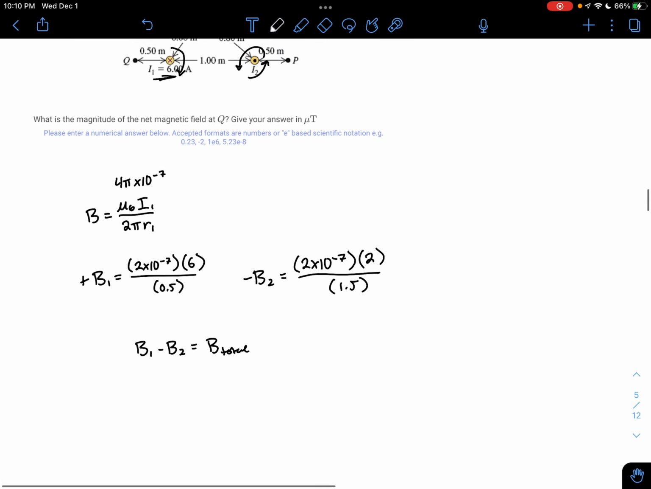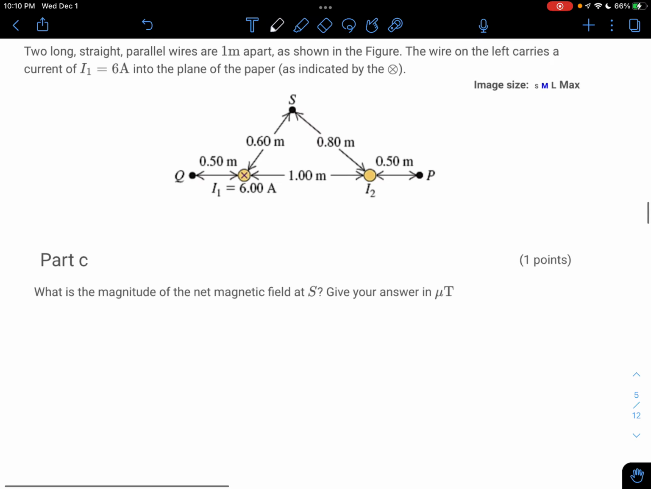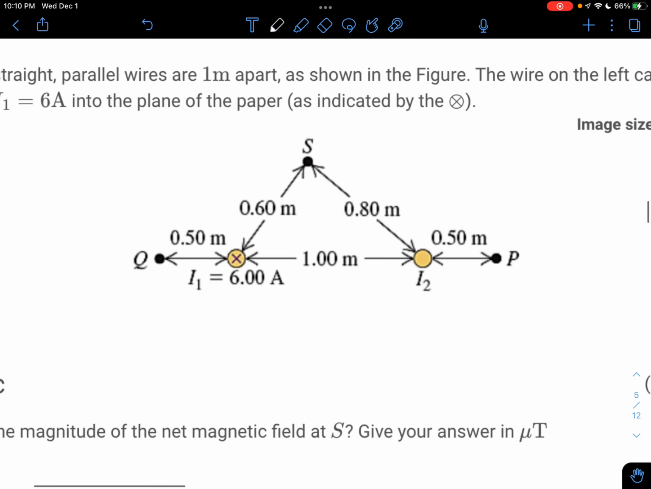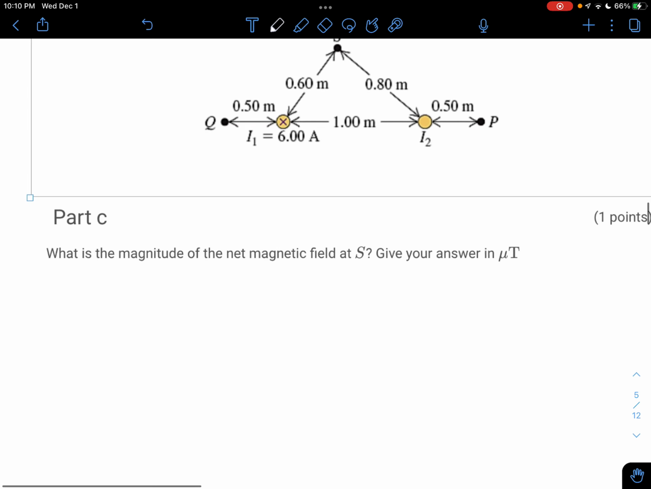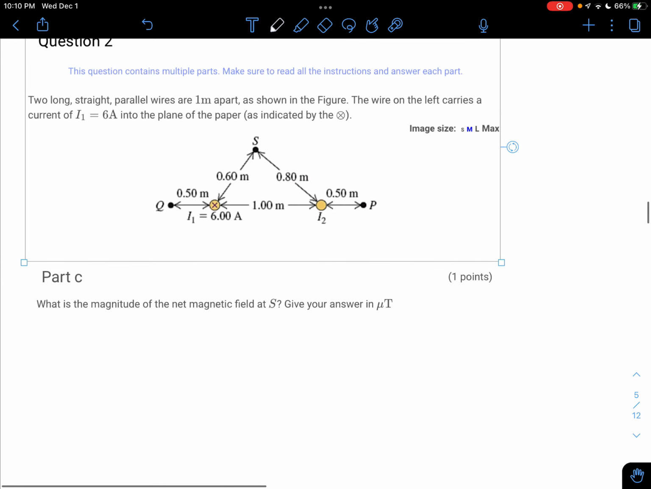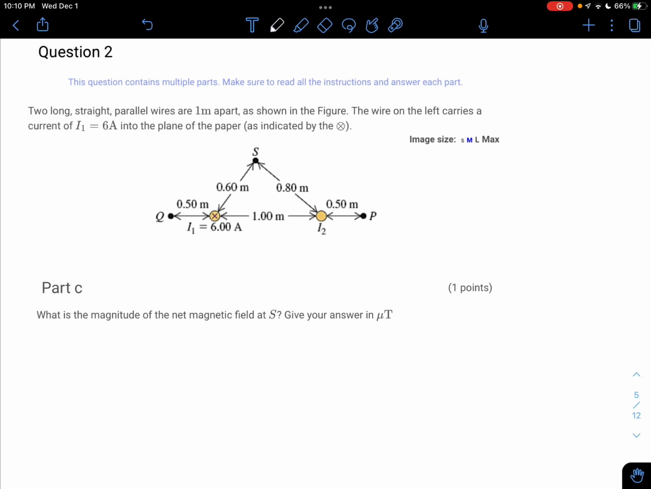Cool, great, lovely. Part C. This is my personal favorite. So here we have to do our same exact thing. We have to calculate our magnetic field for our point S up here, which is a little bit more complicated only because it involves directions and stuff. Because before, our tangent lines were just going perpendicular, so they just added perfectly with each other. But now, since it's off on this angle, we get to do some more trig.